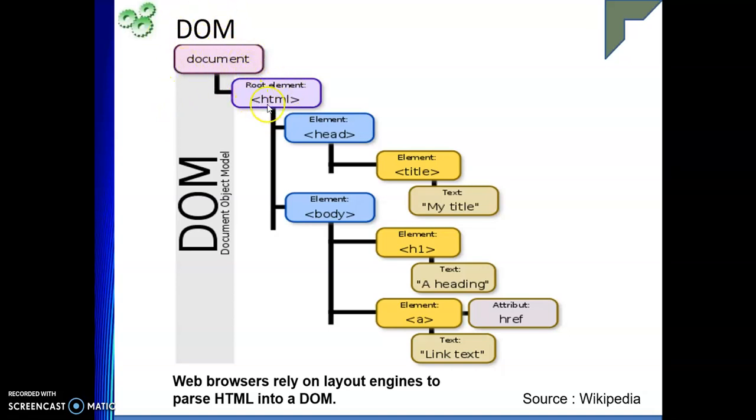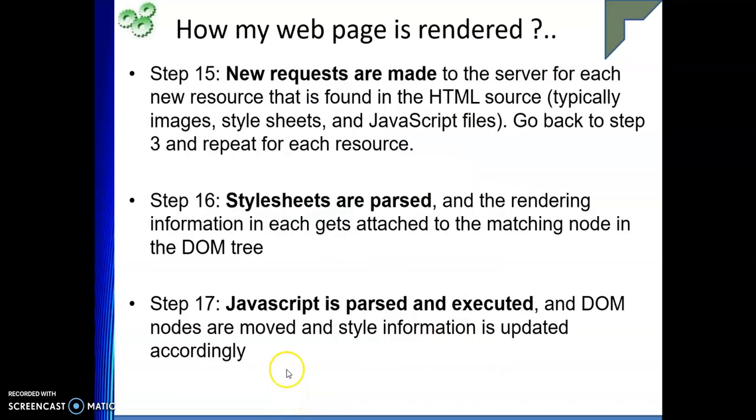Okay, so each of you can see this one: you've got a node, HTML itself is a node, head is a node, body is a node, title is a node, H1 is a node. This way the entire DOM tree is created. So a browser relies on rendering engines. Right, Chrome will have WebKit. Now, it is not WebKit, another engine is there. So this will parse into this particular DOM tree. Yes. So once it is done, new requests are made to the server for each new resource that is found in the HTML, typically images, style sheets, JavaScript.